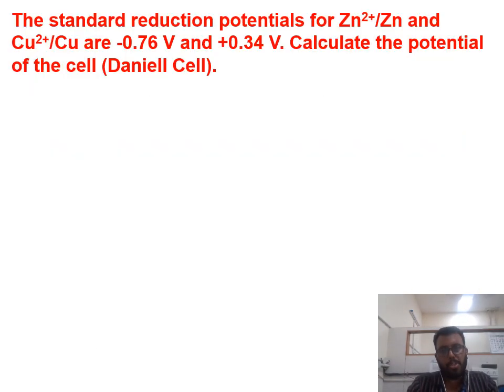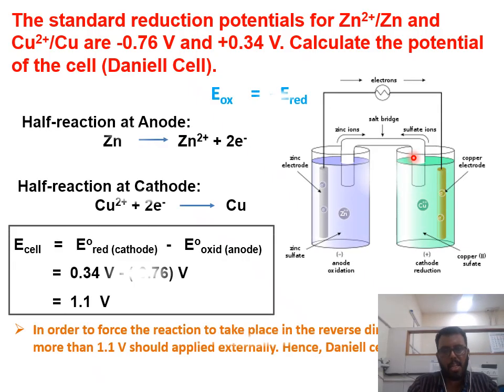The standard reduction potential, how can we calculate it for zinc and copper? For zinc it is minus 0.76 volt, for copper it is 0.34. With the standard reduction potentials of zinc and copper, you can calculate the potential of the Daniell cell. You write the half cell reaction at the anode, the half cell reaction at the cathode, and you apply the potential as E naught cathode minus E naught anode. So the cathode is copper, 0.34 minus minus 0.76, which will be 1.1 volt.